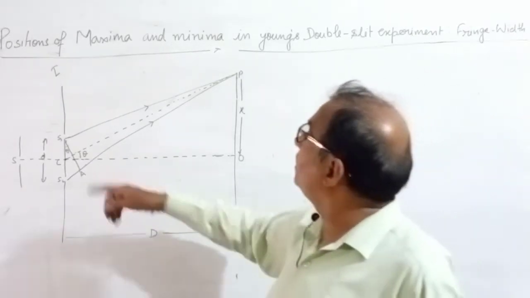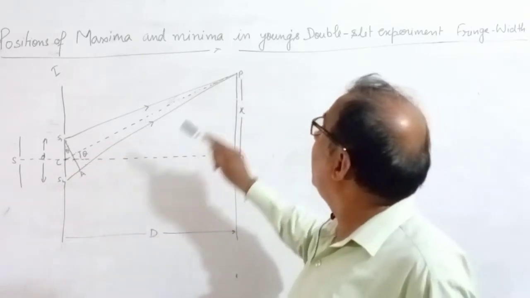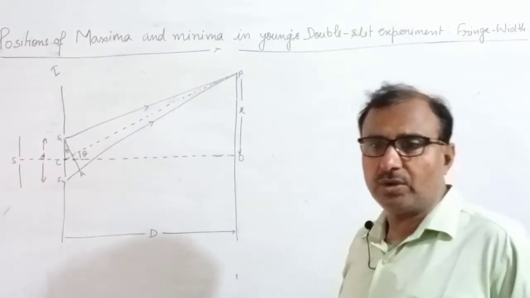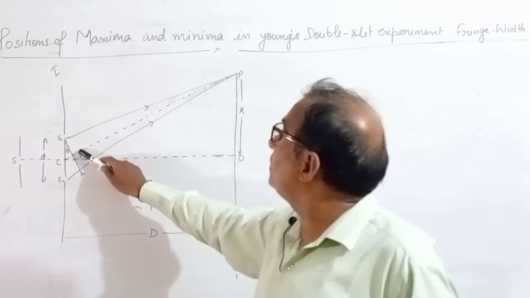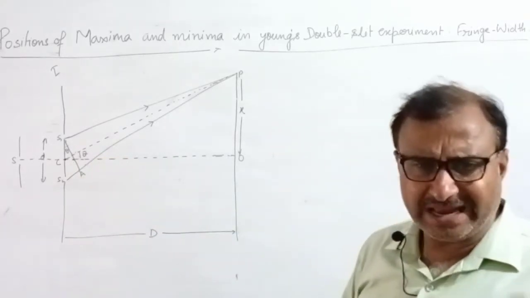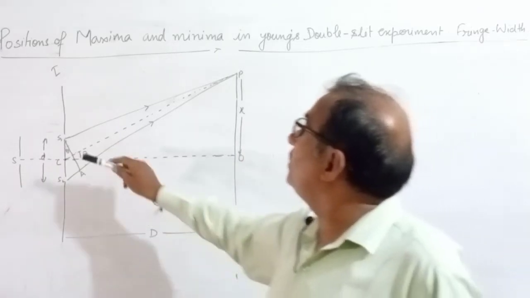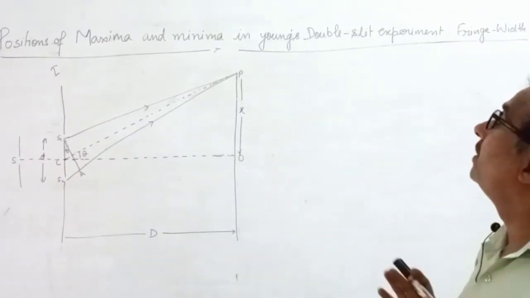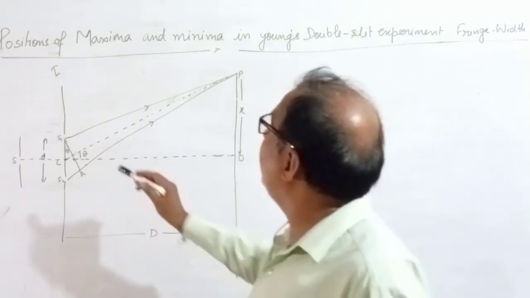Now we join point C with point P and we get a triangle PCO. In triangle PCO, this angle is theta. Similarly, if we draw a perpendicular from here, this angle is also theta. Both angles are theta, because these are similar triangles.